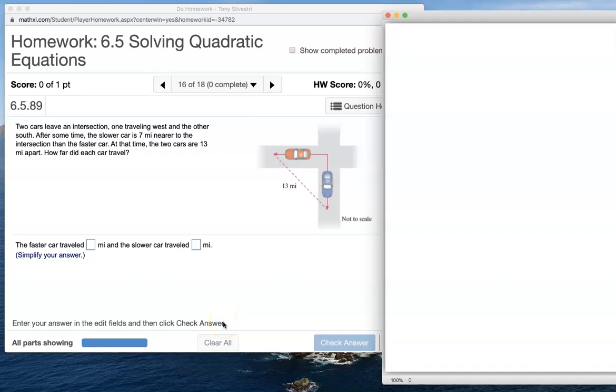Hey, here's the second video on section 6.5, solving quadratic equations. And basically we're doing the last three problems, which involve some word problems.